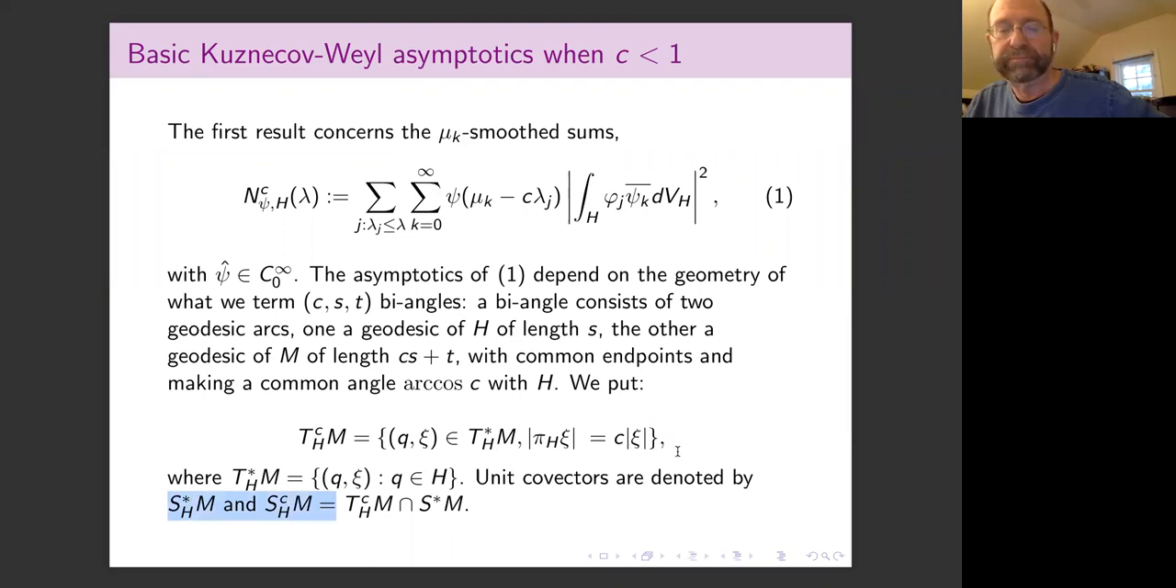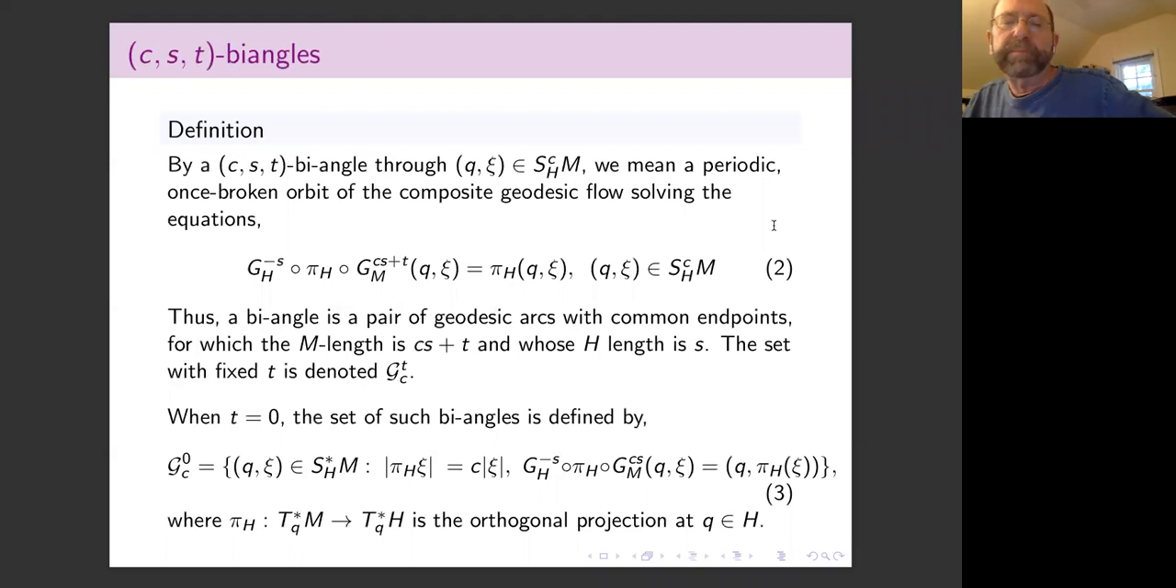Now, if you want to write out the actual equations for these biangles, you get this kind of equation, and we're looking at the fixed points of this equation. So you take a covector to H, which has this angle C, and we propagate it for a certain time on M. And then it hits H again. It's got to hit H. And then we project it back onto H, and we go backwards by the geodesic flow on H. We're supposed to get the projected vector at the initial point. So it's like saying that the biangle is a closed geodesic. You go out along the geodesic on M and backwards along the geodesic on H, where you project the terminal velocity to H, and it's got to close up.